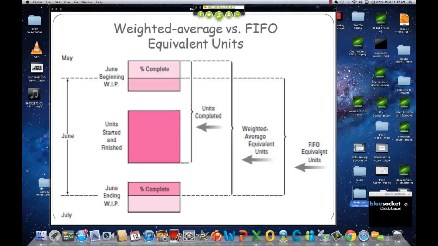Weighted average, this bracket here, considers everything you've done in June, plus, for simplicity's sake, doesn't take this stuff out. It just counts the stuff that was done in May for the units completed in June. The FIFO method subtracts that stuff out. One more extra step, more precise. To really understand June's costs, it's more precise.